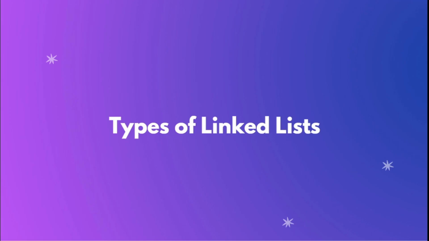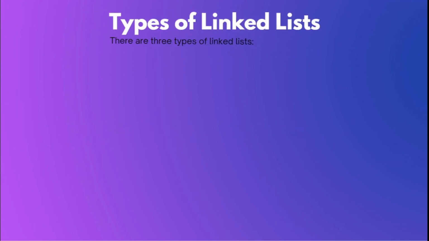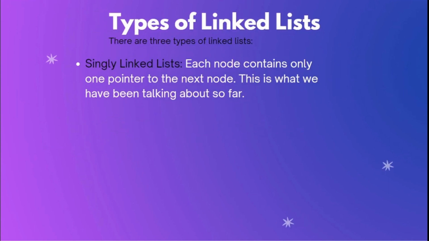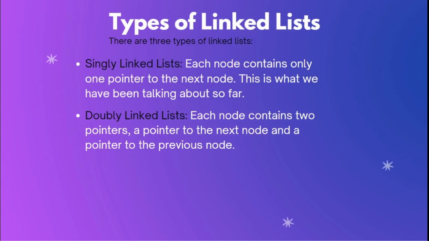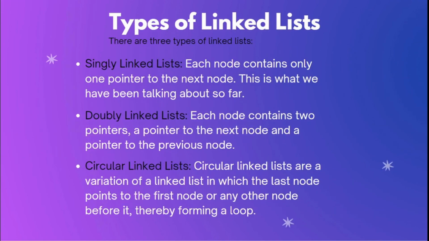Let's talk about the types of linked lists. Singly linked list: each node contains only one pointer to the next node. This is what we've been talking about so far. Now we also have a doubly linked list: each node contains two pointers, a pointer to the next node and a pointer to the previous node. Circular linked lists are a variation of a linked list in which the last node points to the first node or any other node before it, thereby forming a loop.